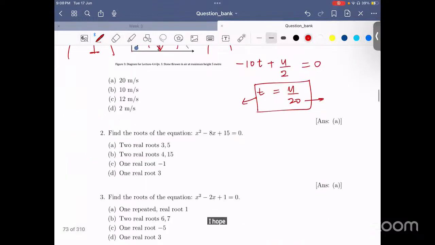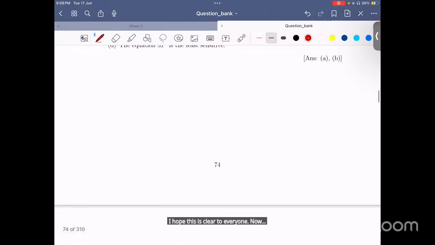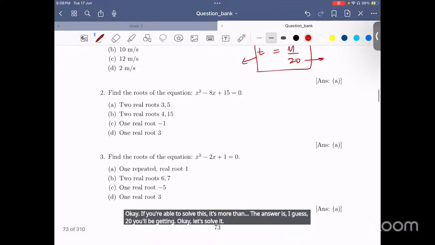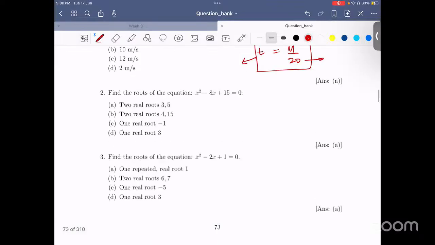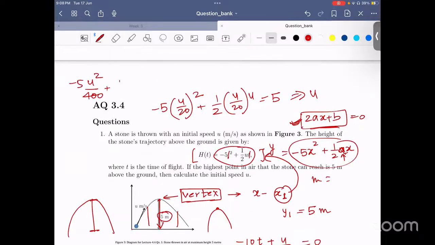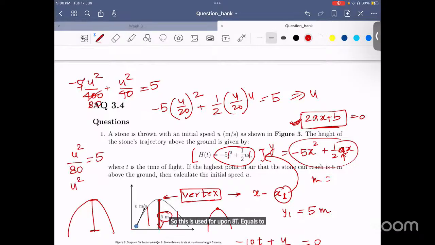I hope this is clear to everyone. Now, we solve this question. If you are able to solve this, what's the answer for the previous question? The answer is, I guess, 20 you'll be getting. Okay, let's solve it. So this is 80. So this is u square upon 80 equals 5. So you'll be getting u square equals 400. So u will be 20.